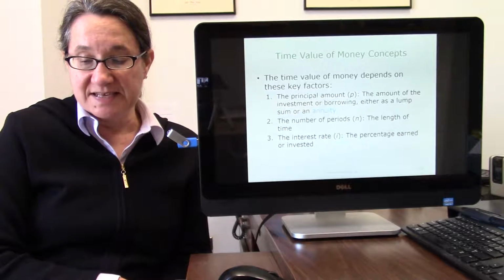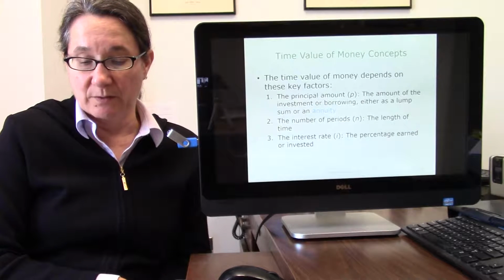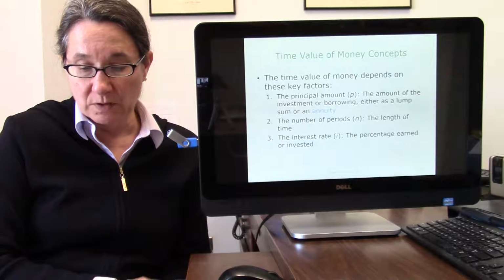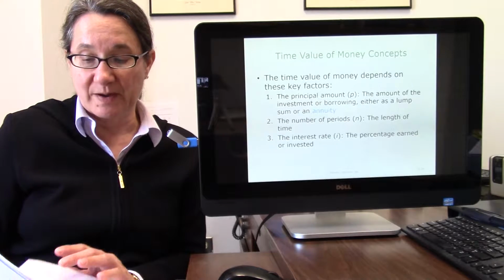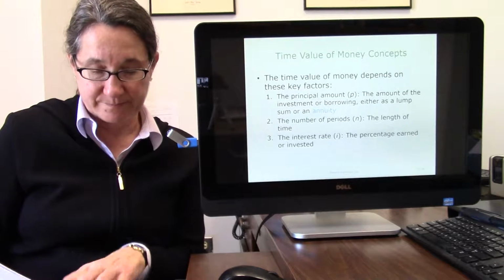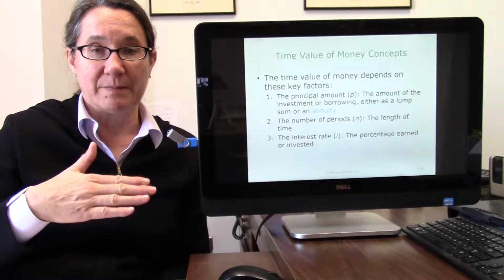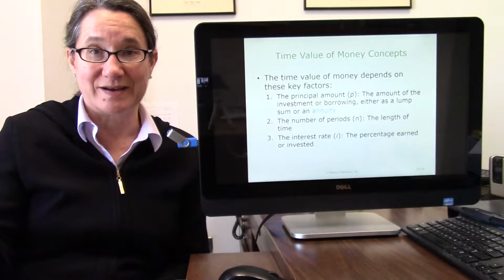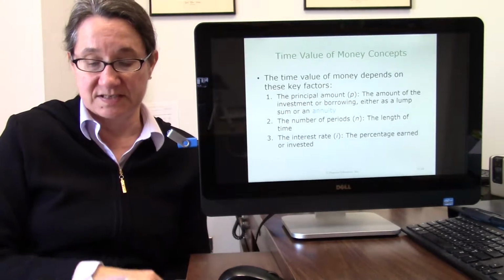The number of periods, N, is the length of time from the beginning of the investment or borrowing until termination. All else being equal, the shorter the investment or borrowing period, the lower the total amount of interest earned or paid. Right? So obviously time affects the dollar amount of interest, right? Principal times the rate times the time. Right? So more periods, more interest; fewer periods, less interest.